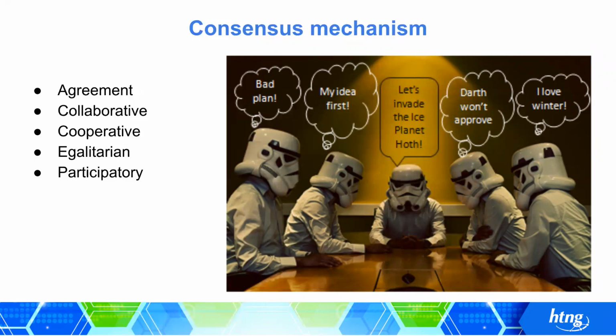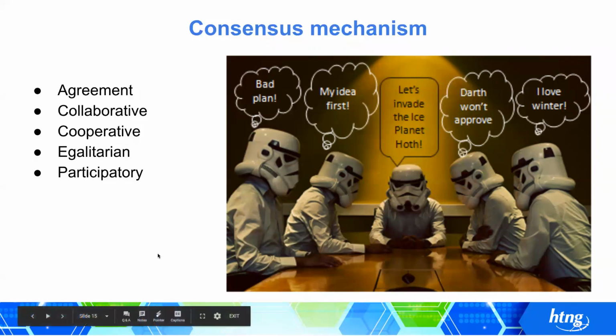Next point, egalitarian. Each and every vote has an equal weight. We don't have any priority for some participants. Every vote is absolutely equal. Also, we can say participatory, where everyone should actively participate in the overall process and support the network.